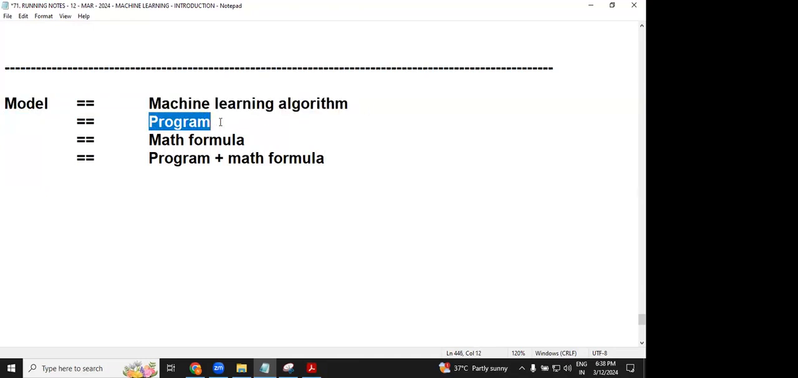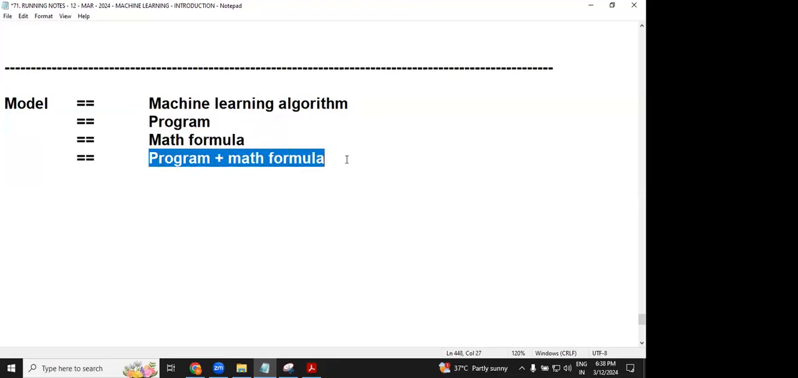Next, program also we can say. Next, a math formula also we can say. Next, program plus math formula. You might be wondering what I mean by math formula. Everywhere there is math. When my father showed me a cat image, I was able to recognize that a cat is small in terms of height. Small means nothing but math I applied. When my father showed a dog, I recognized the dog has a big shape. I'm applying math. Keep that in mind.